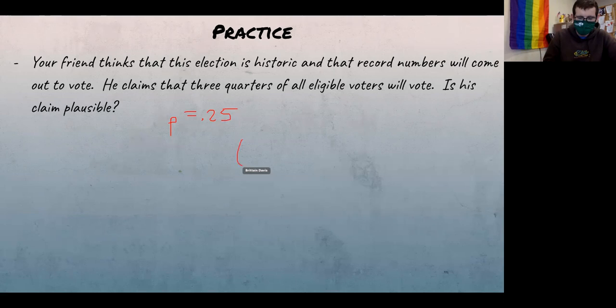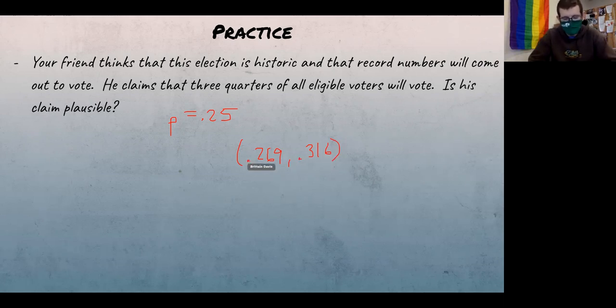Our interval went from 0.269 to 0.316. There it is. So this is our 95% confidence interval. Is his claim plausible? Why is it not plausible? Yeah, it doesn't fall in our range.